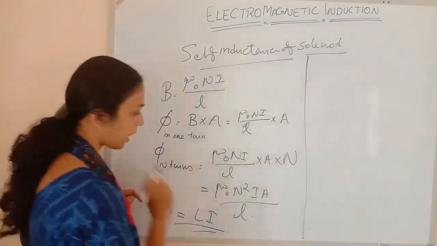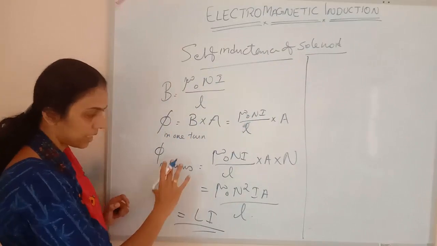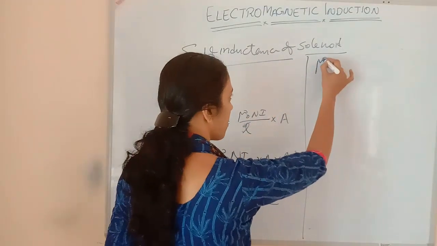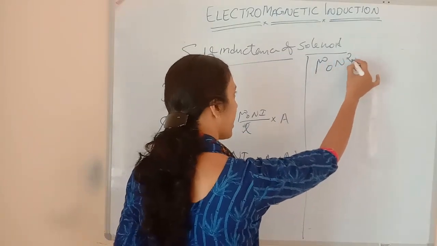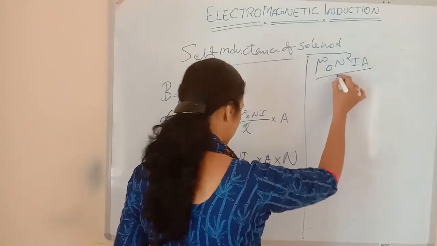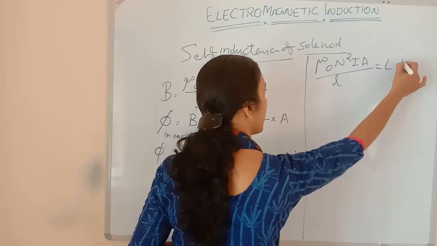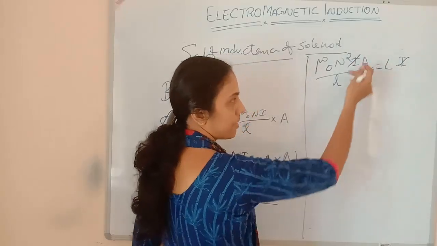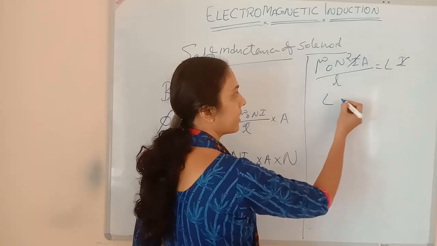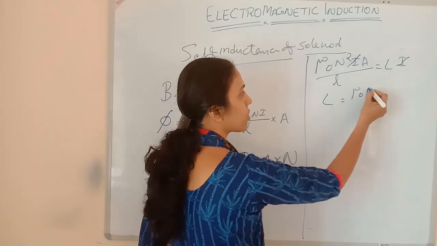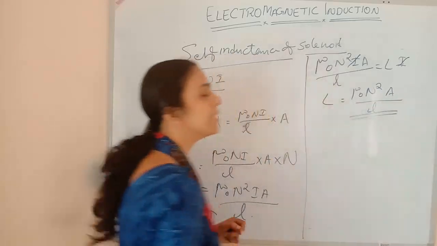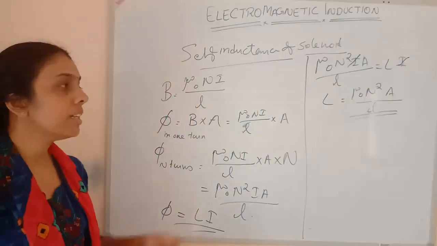While we are comparing these two equations, left hand sides are equal, so we can equate the right hand sides. So that is mu 0 n square I A by L is equal to L into I. Now, here I and I are the same on both sides, so we are cancelling it. We will get mu 0 n square A by L. This is the self-inductance of a solenoid.